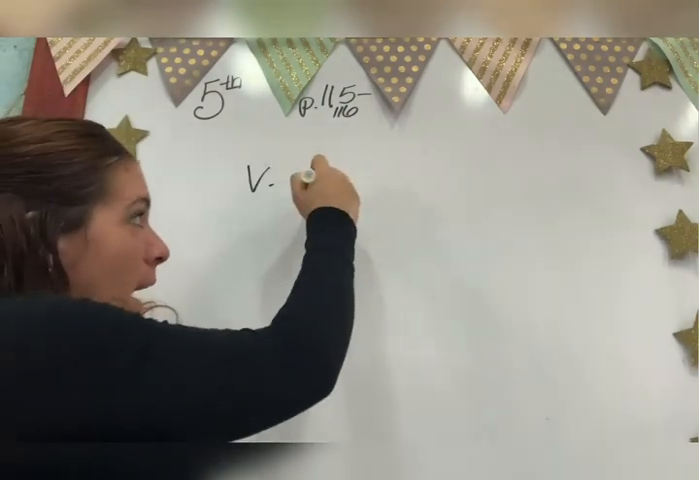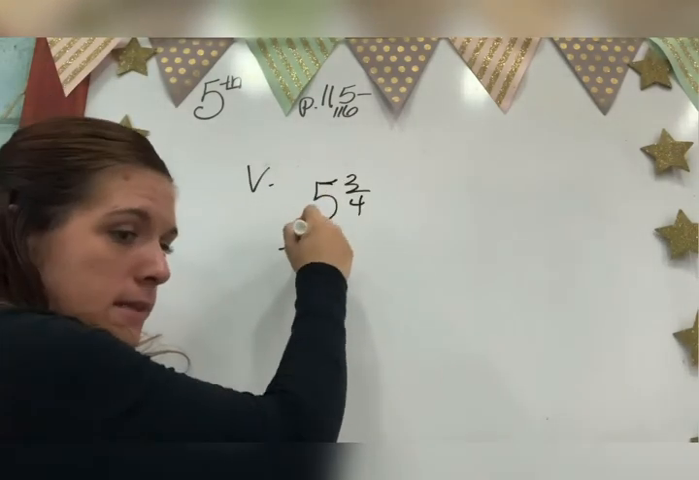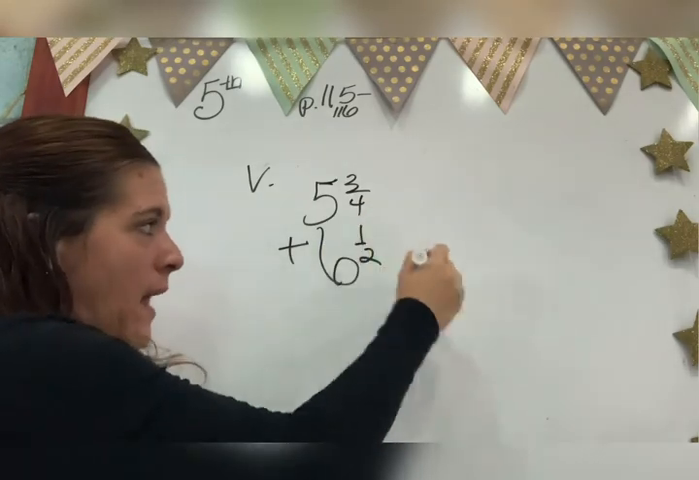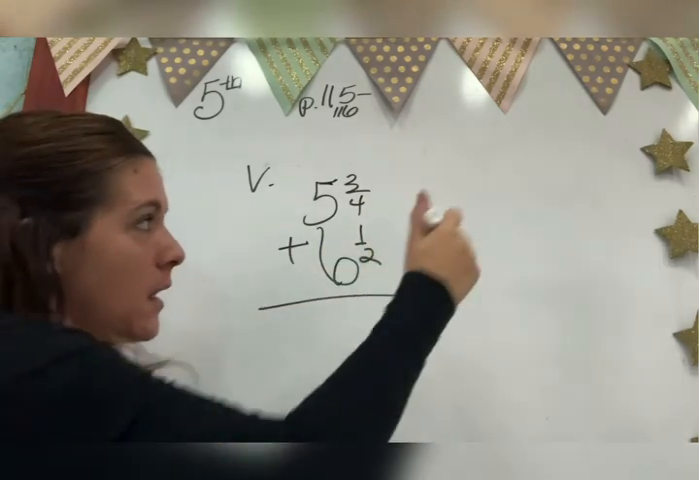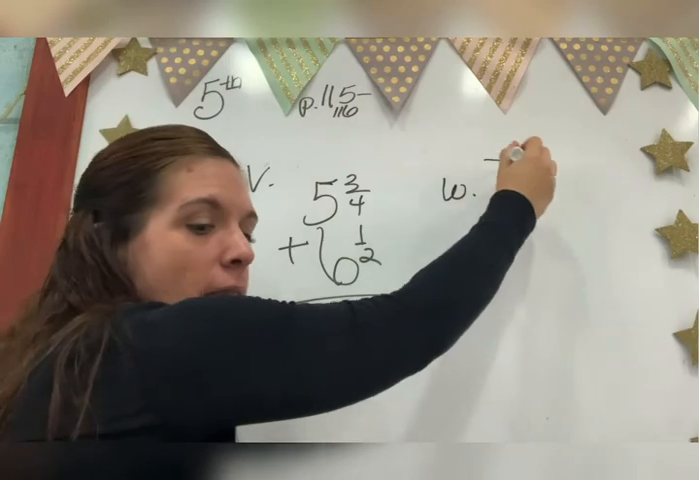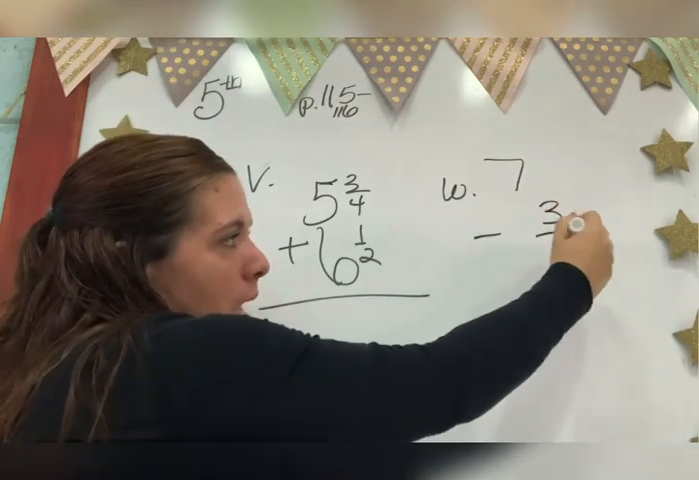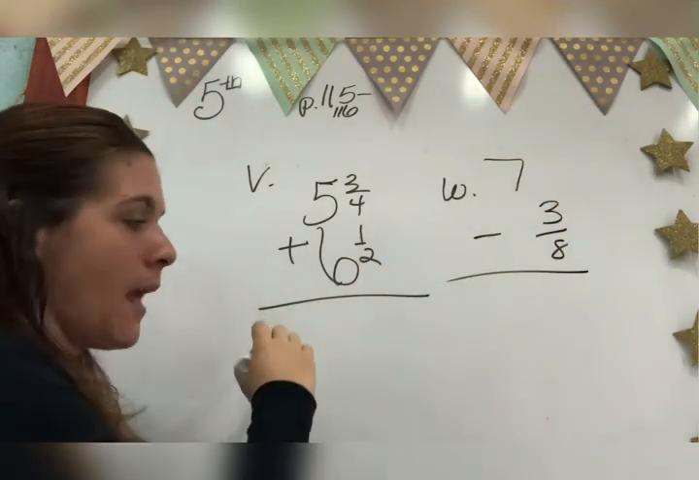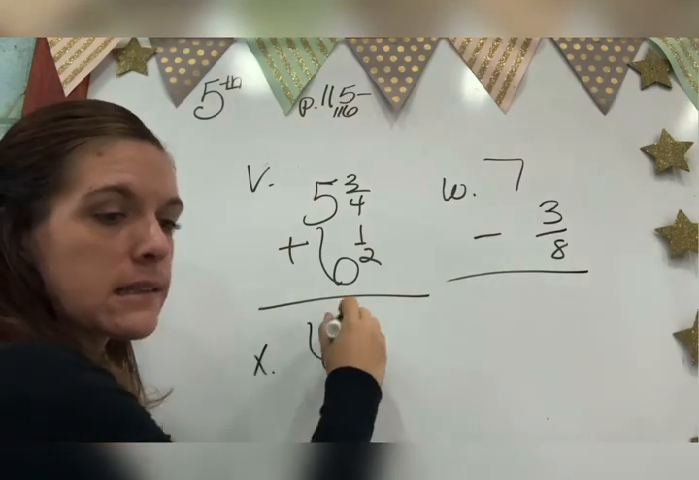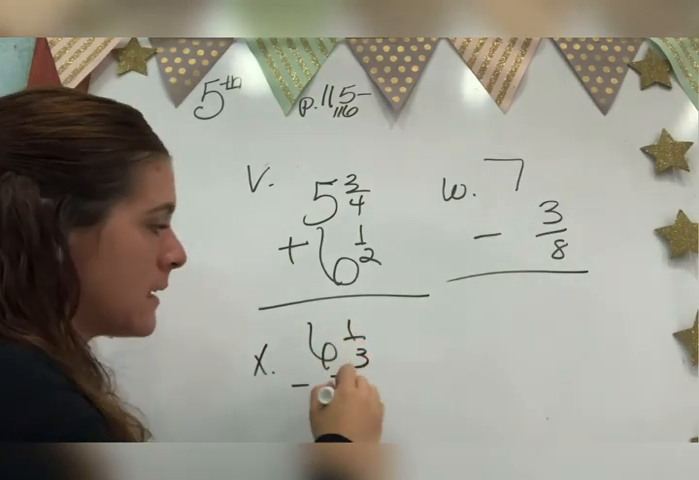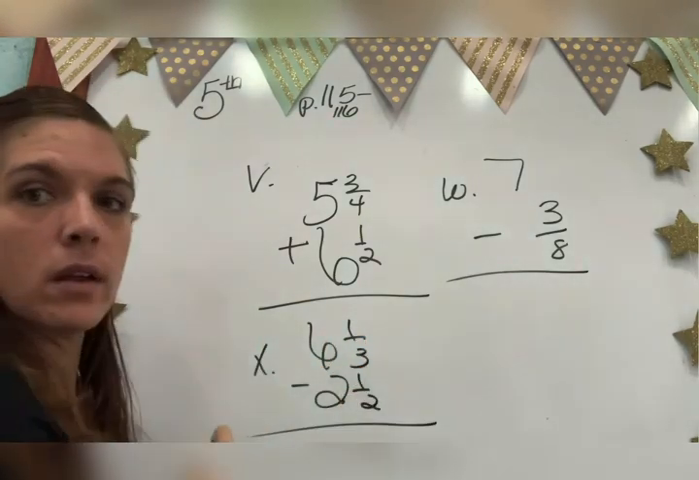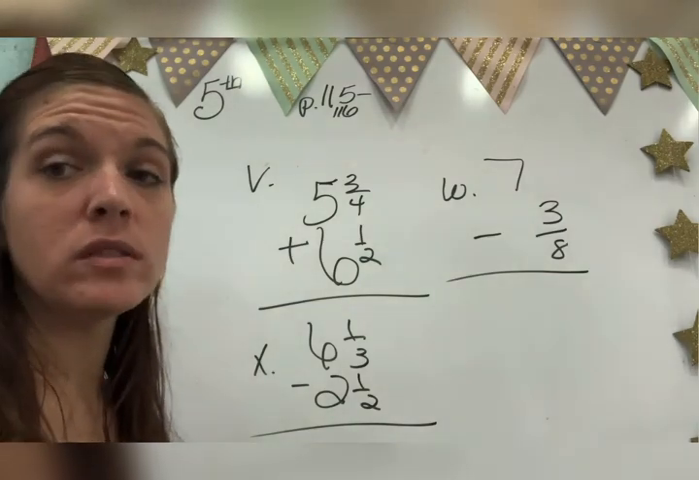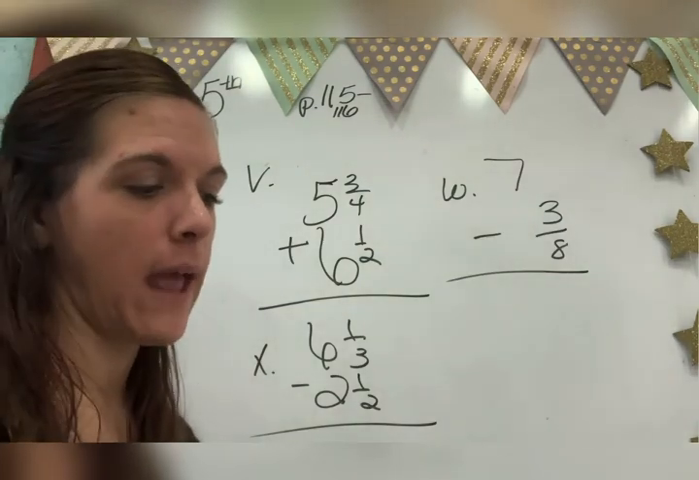V, 5 3/4 plus 6 1/2. Okay? W, 7 minus 3/8. X, 6 1/3 minus 2 1/2. Okay? You gotta write it like that so you can solve them well, okay?